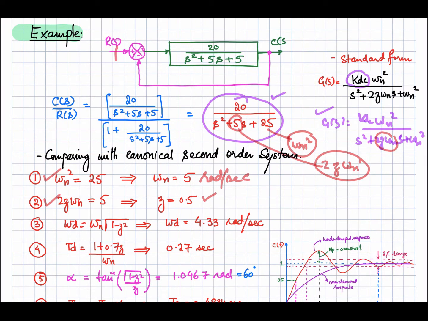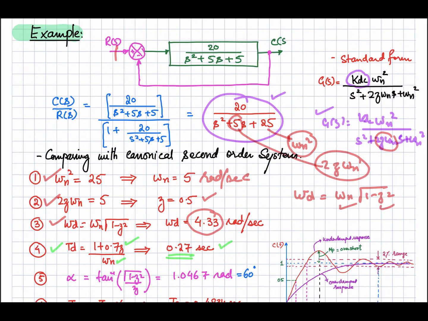So now if we know the natural frequency and the damping factor, we can find out the damped oscillation frequency. So omega d is equal to omega n into square root of 1 minus zeta square, so that you can calculate by using the value of zeta and omega n. So that comes out to be 4.33 radians per second. Okay, now we can determine the delay time. Delay time is the time to reach from 0 to 50% of the final value, and it is given by this equation, 1 plus 0.7 zeta over omega n. So you have zeta, you have omega n, and you can find out that within 0.27 second it will attain 50% of its final steady state value.